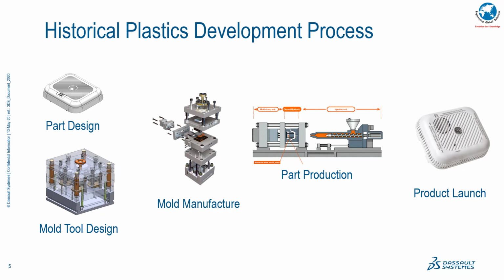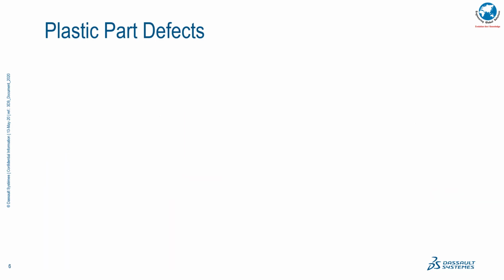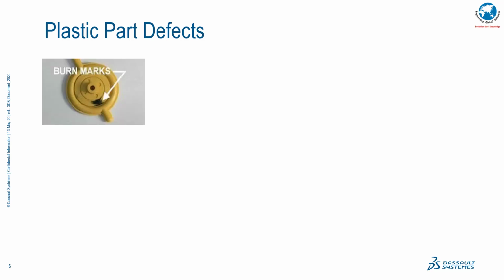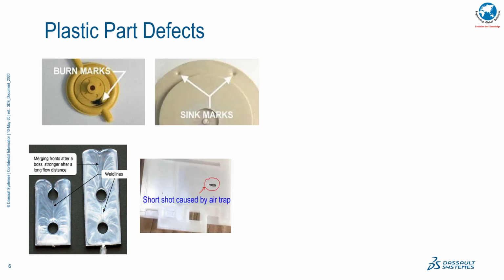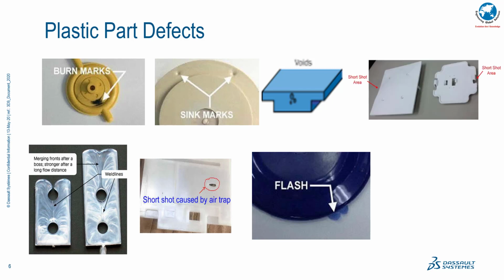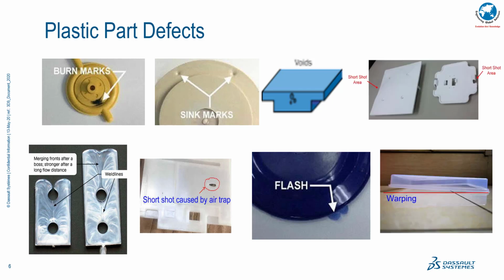Is it easy to produce a plastic part without any defects? No, we need to go through and cross various defects, starting with burn marks, weld lines, shrink marks, air traps, voids, flash, shorts, and warpage. We need to come across all those defects to produce a successful plastic component.